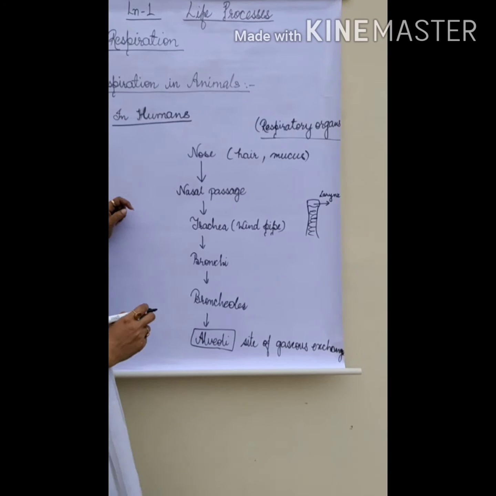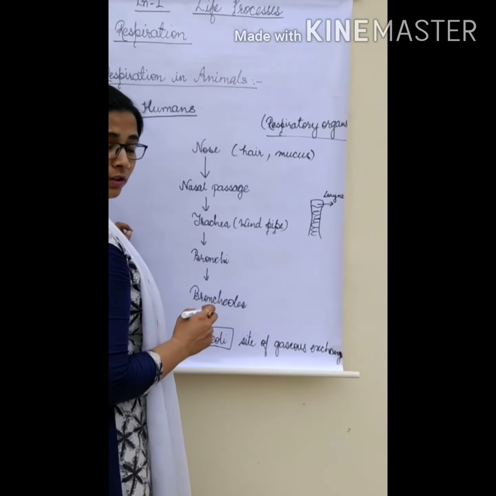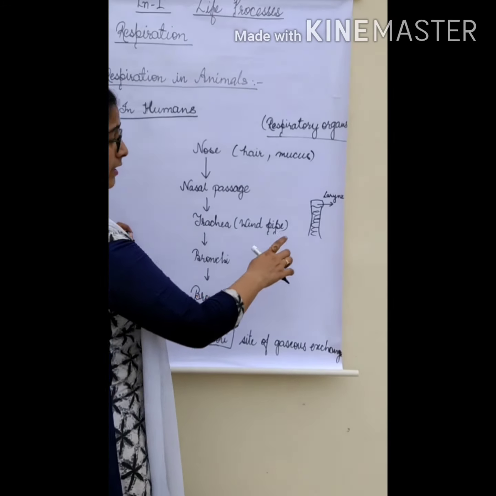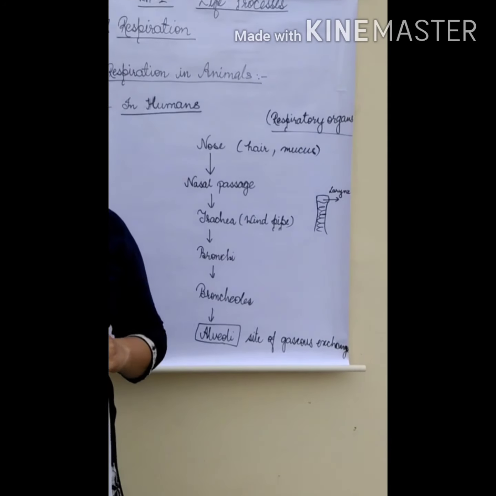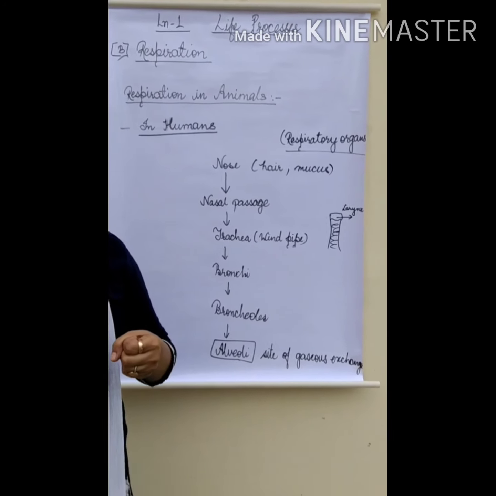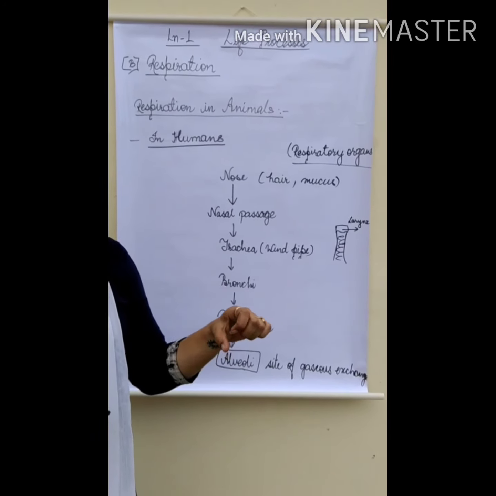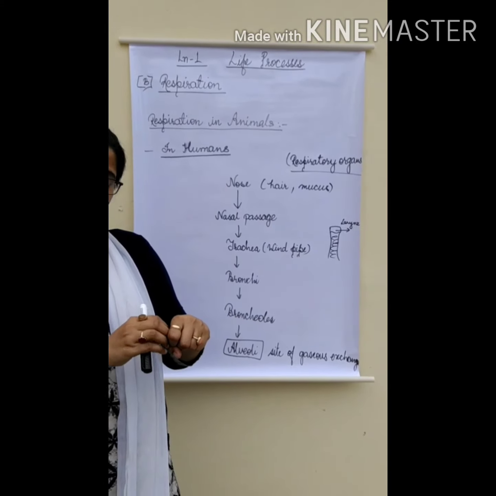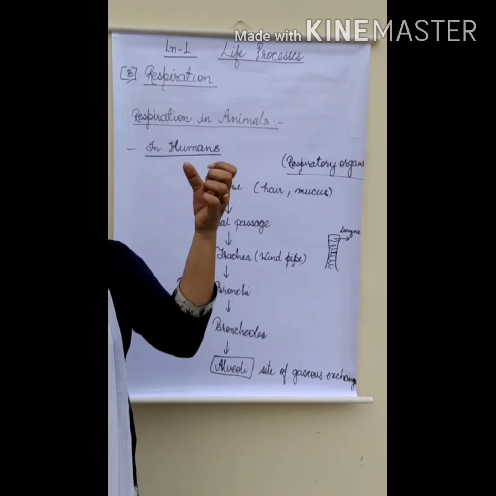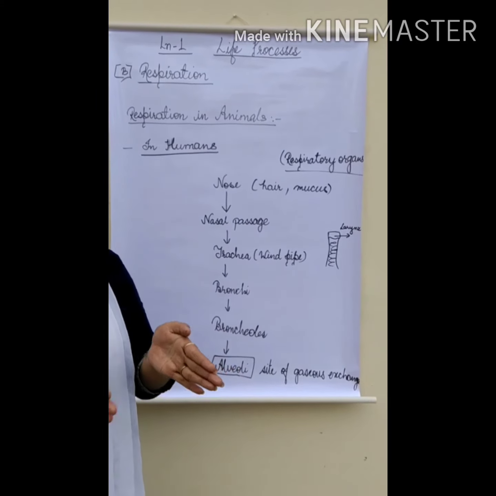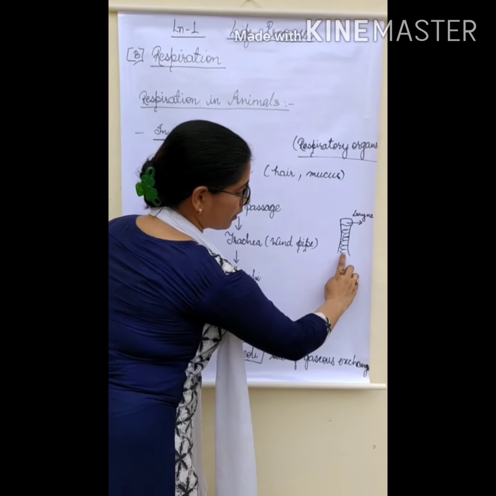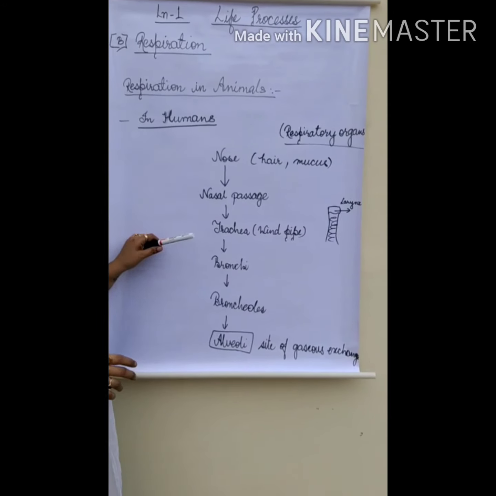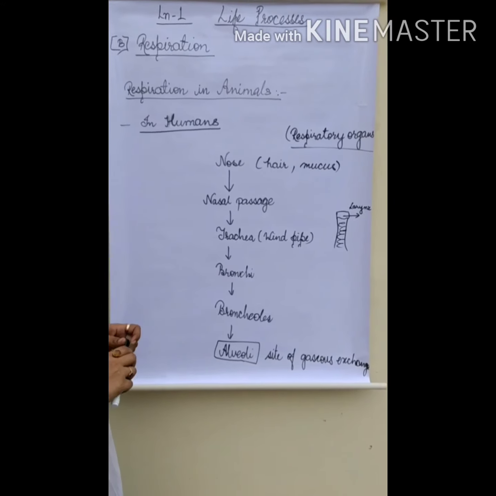In the trachea, C-shaped cartilaginous rings are present. These cartilaginous rings prevent the trachea from collapsing. As you know, when there is an open tube and air comes out, it becomes a vacuum, and due to the vacuum the tube collapses. So these C-shaped cartilaginous rings do not allow the trachea to collapse.